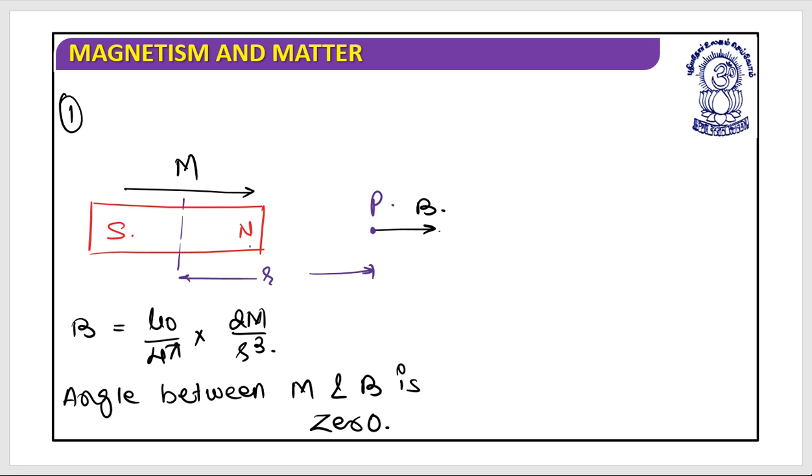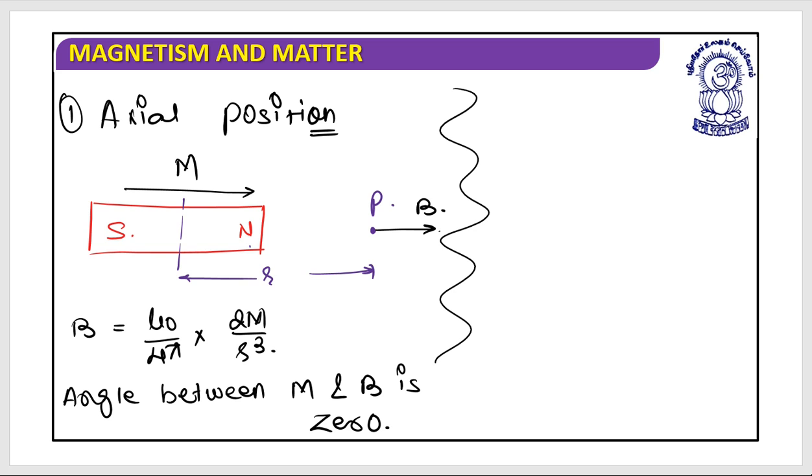This is the first case, the axial position, and when I write this relation, I am considering that it is a short dipole. So this is first. Now the second, for the equatorial position, it is for the equatorial position.